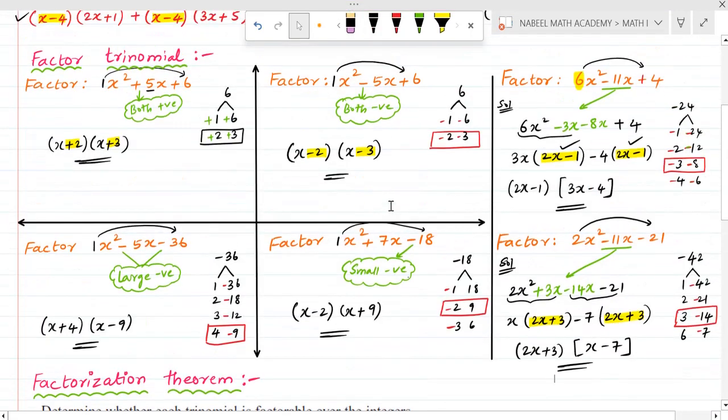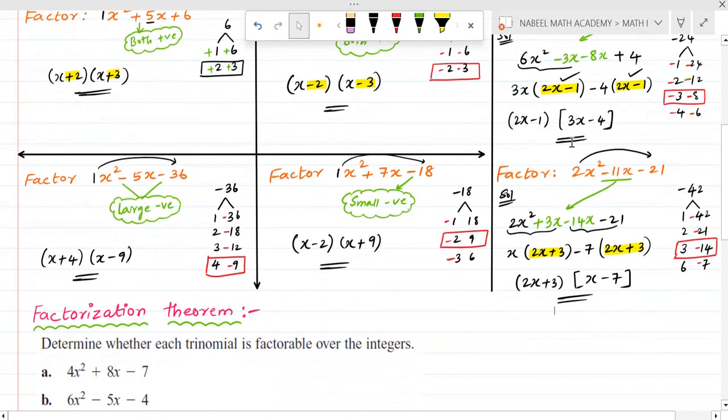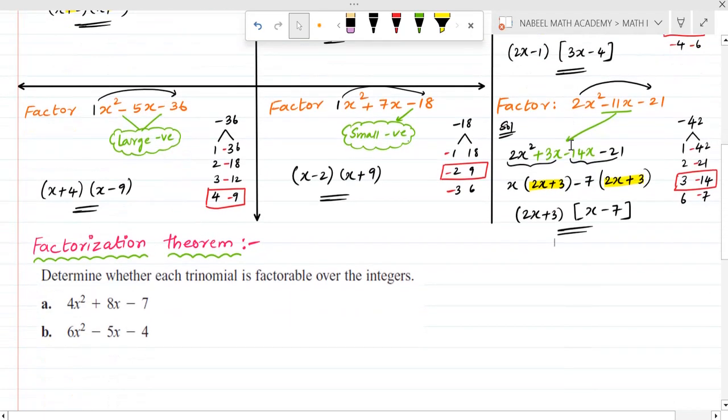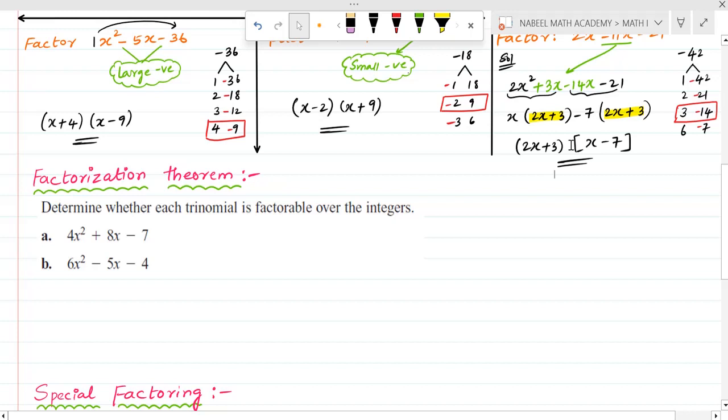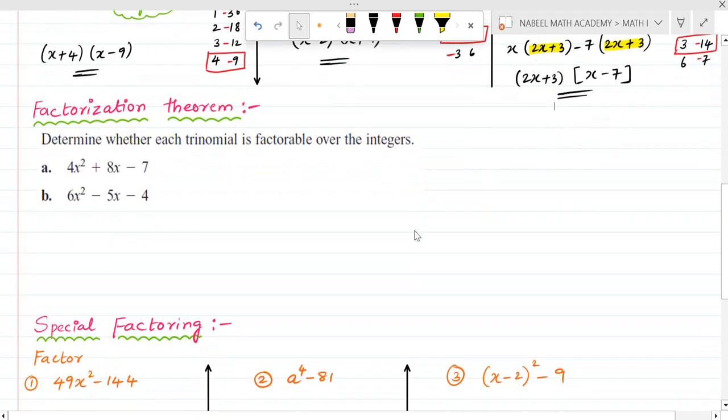So this is factoring a trinomial. We have 4 cases with the leading coefficient 1, and here the leading coefficient is not 1. So therefore we will have a grouping technique. And the next topic is the factorization theorem. So what does the factorization theorem mean?